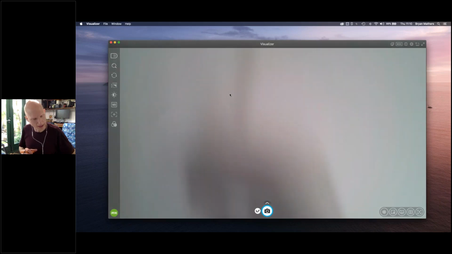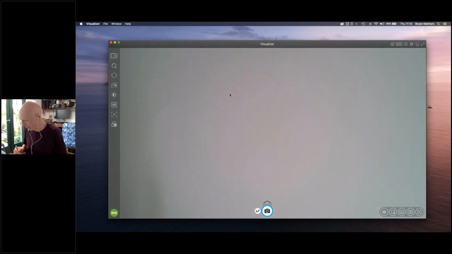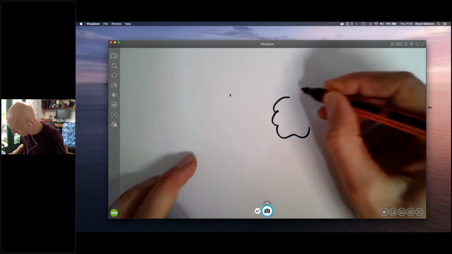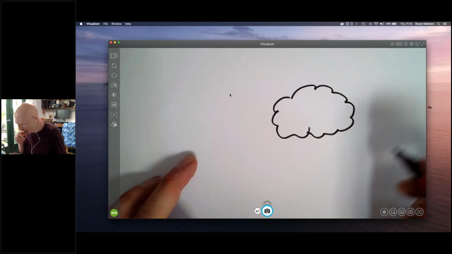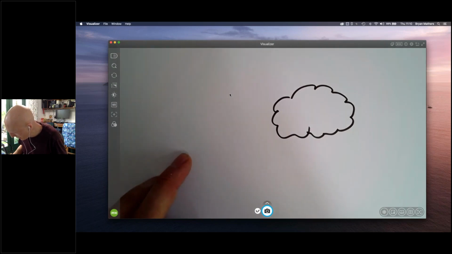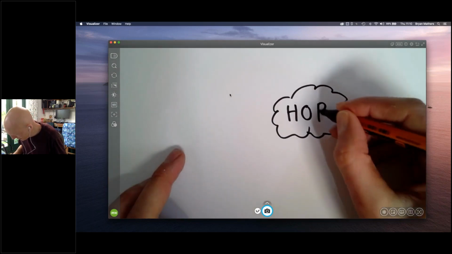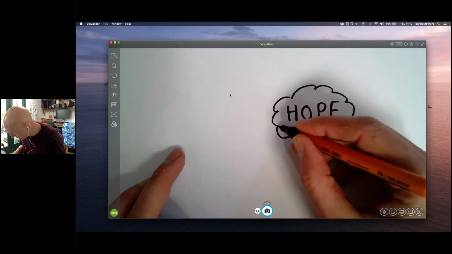Okay, so let's just do a really quick mind map. And I was thinking yesterday, what will I do? I was thinking, well, I usually start off with something in the middle. What are the things that have been giving me hope in these odd times that we find ourselves in?